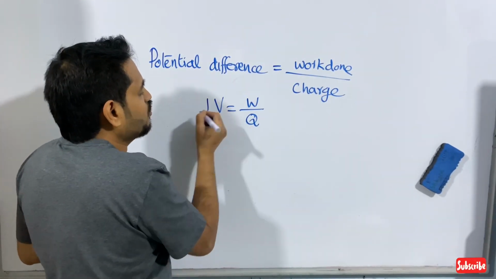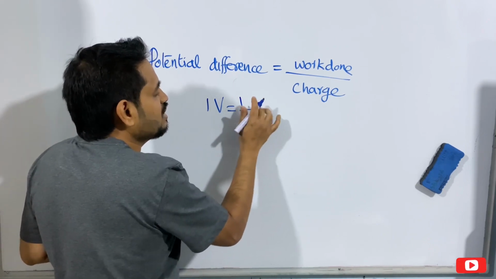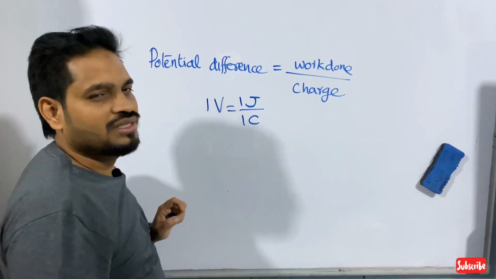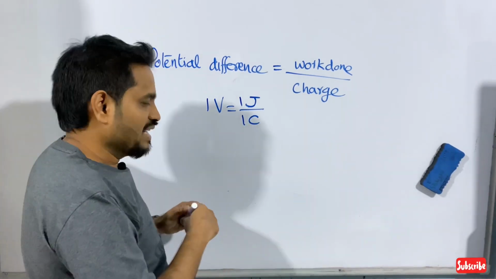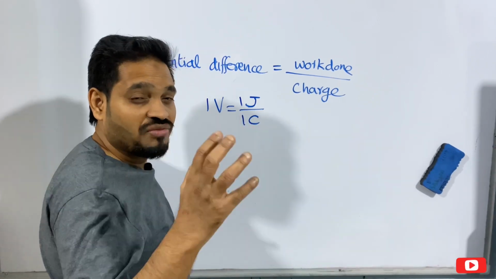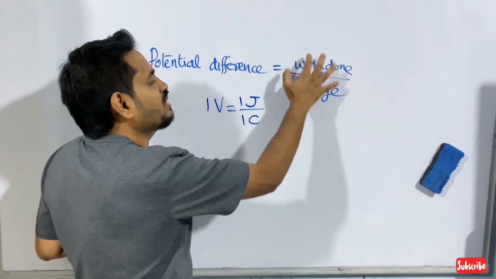Okay, if the question is 1 volt, we can go for 1. Work done unit is joule and charge unit is coulomb. Now you know how to create it. Come on guys, let's go ahead. What is 1 volt of potential difference? Define 1 volt of potential difference. So let's go with the right hand side.